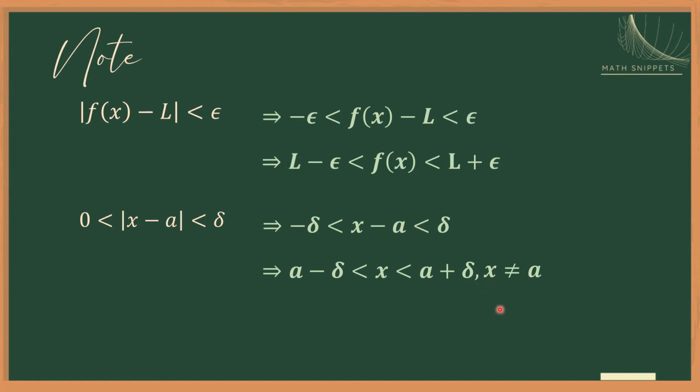So the definition states that the limit of f of x as x approaches A is equal to L if for an arbitrary epsilon greater than 0, there exists a delta greater than 0 such that any x that we pick inside the interval A minus delta to A plus delta implies that its corresponding f of x value would be located in the interval L minus epsilon to L plus epsilon.